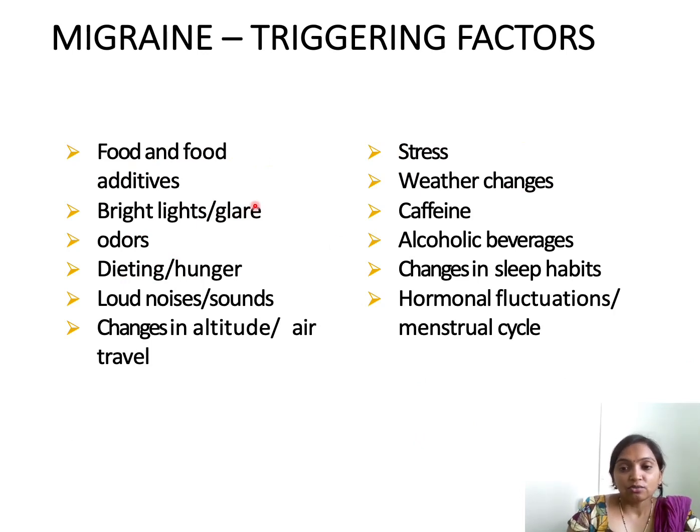So what are the triggers of this migraine? Anything can trigger, like hormones, when a woman is having her menstrual cycle, or any hormonal fluctuation during ovulation. Weather changes, stress, food habits, bright light, heavy sound, diet, some chocolates, changes in altitude, air travel, caffeine, alcohol, beverages, changes in sleep habit. All these are a few triggers which can lead to migraine.